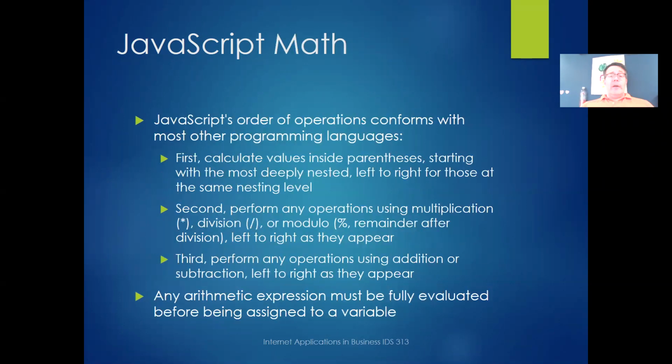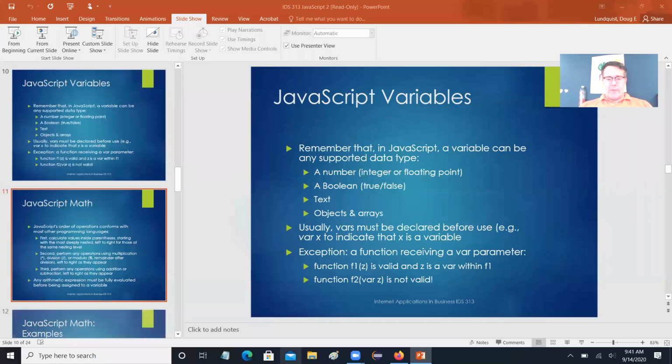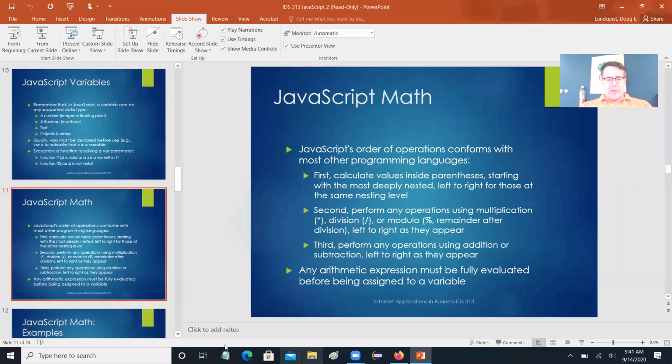Okay. Next thing, JavaScript math. JavaScript's math is conformant with most other major programming languages. If you've done Java, this is all going to be very familiar. First of all, you do the values inside parentheses, starting with the most deeply nested, and then left to right for those at the same nesting level. For example, do this in.